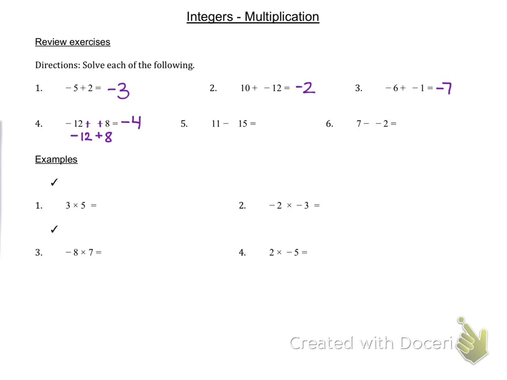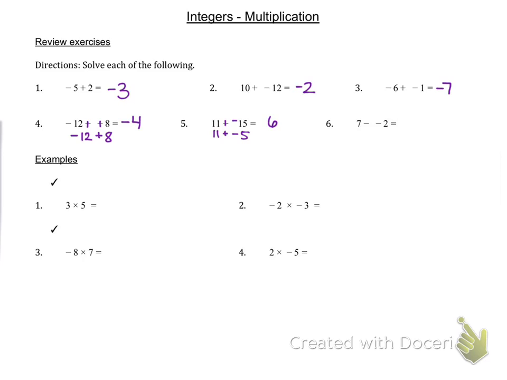Number 5, 11 minus 15. I'm subtracting, so I'm going to do the click, click rule. So now I have 11 plus a negative 5. I have a positive and a negative number, so I'm going to subtract the two. 11 minus 5 is 6. Take the sign of the bigger number, which is 11, which is positive.